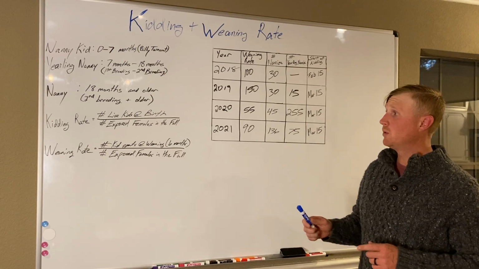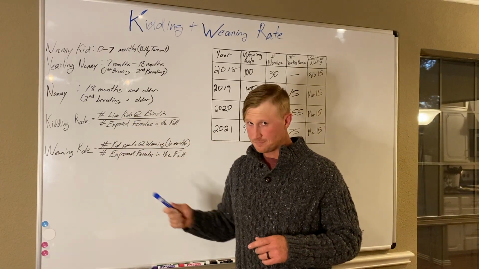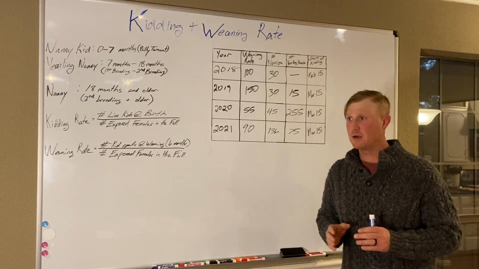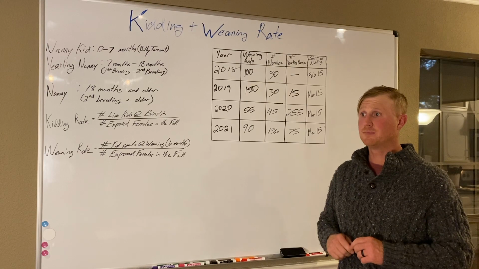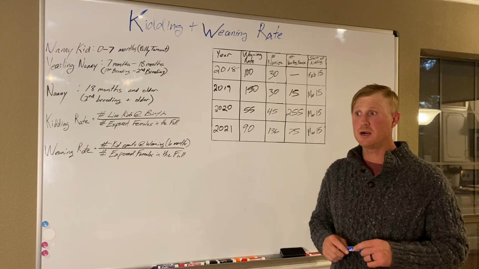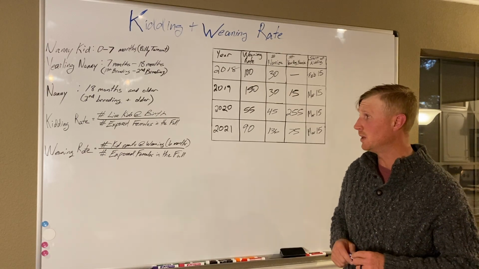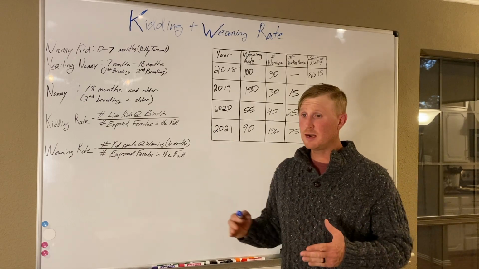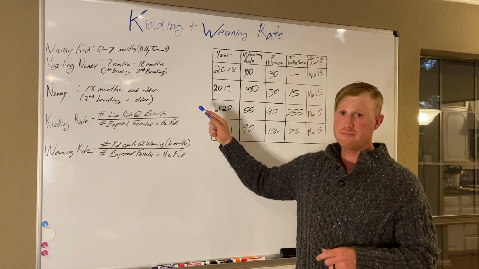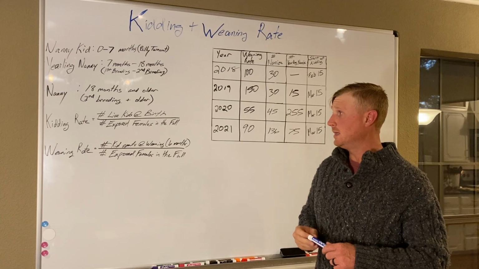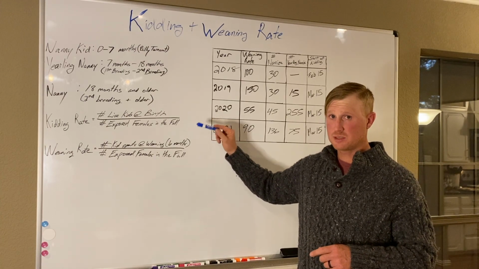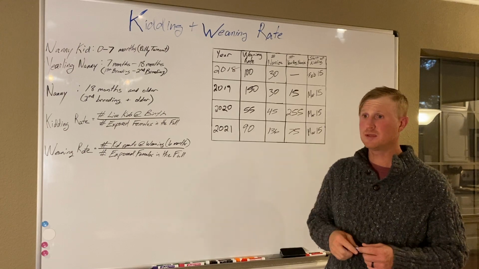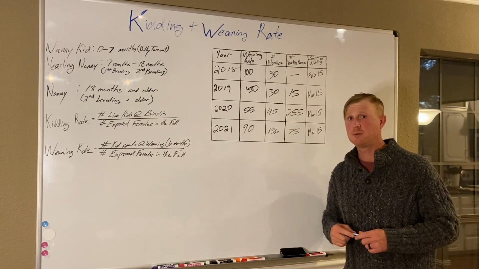So to start out with, kidding rate and weaning rate. I think it's very important that people know there is a difference between those two things. I'm sure for some folks this is very obvious and this will be too basic, but kidding rate, that is number of live kids at birth, in a ratio to exposed females in the fall. And kidding rate is something that doesn't really apply to my operation very much.